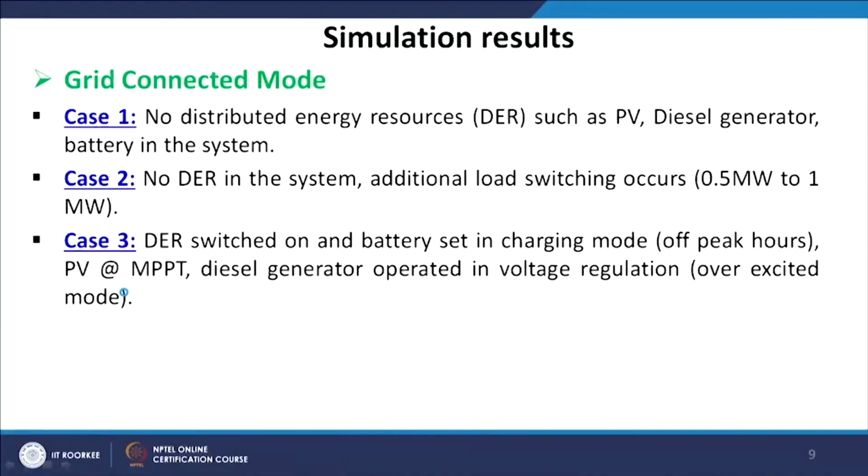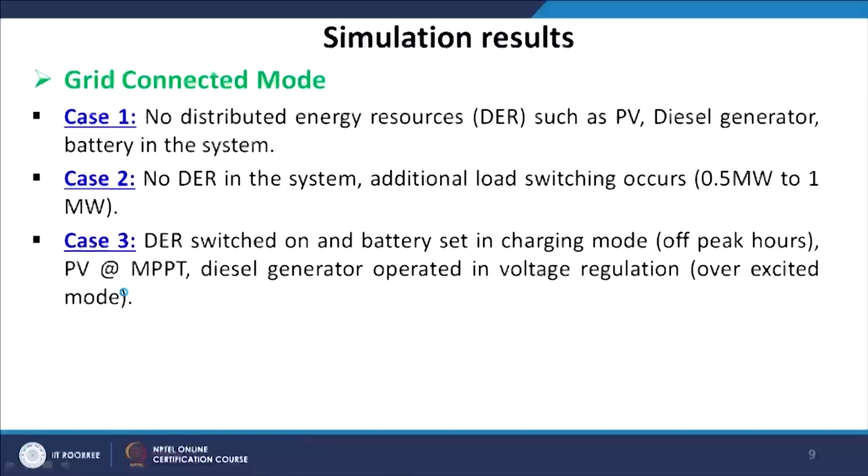The third is very important. Distributed energy resources are switched on and the battery is in its charging mode, meaning we assume that the load is at its off peak, the load is a little minimum and the battery can be charged, and all the DERs are operating. The PV is mainly allowed to operate with its MPPT and the diesel generator is operated for voltage regulation, that is, for over excited mode.